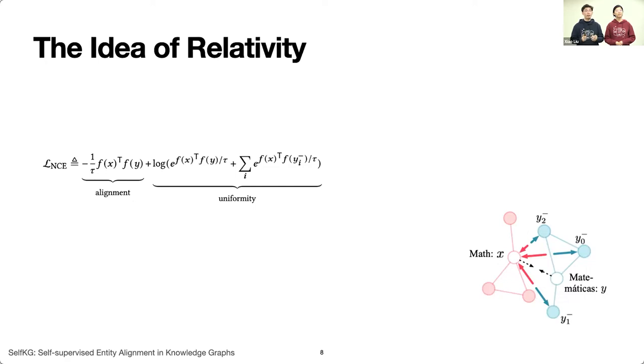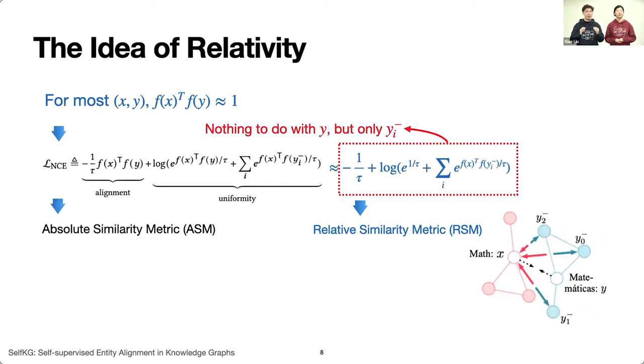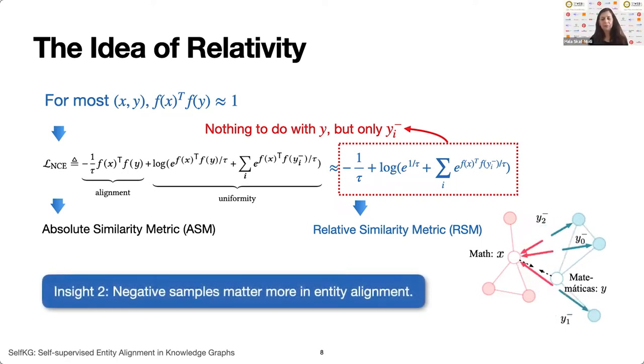In that case, if we name the original loss the absolute similarity measure, which absolutely pulls x and y closer to each other, given the condition we have just mentioned, it will be approximately equal to the relative similarity measure. Why is it called relative? Well, that's because now in the loss, we surprisingly find that it has nothing to do with the positive pair, but only the negative pairs. The loss does not absolutely pull the positive pair closer, but will focus more on pushing away the negatives, which is also the case in the late stage of training of supervised entity alignment, when the positive pairs have been fully optimized. This leads to our second insight that negative samples may matter more in entity alignment.